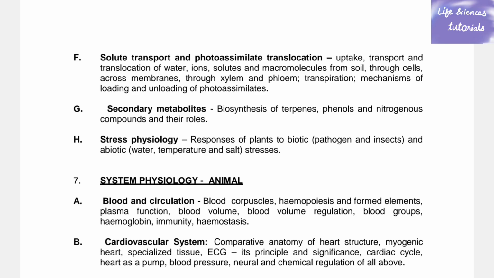Next, we have some other remaining topics. Here you can see we have solute transport and photoassimilate translocation. So right from uptake of minerals and water from soil to its transport, how xylem and phloem are involved in this. Then different concepts like transpiration and how it actually helps in the ascent of sap. Secondary metabolites, important, remember roles of some of the important secondary metabolites, and stress physiology, both biotic as well as abiotic stress and how plants respond to it.